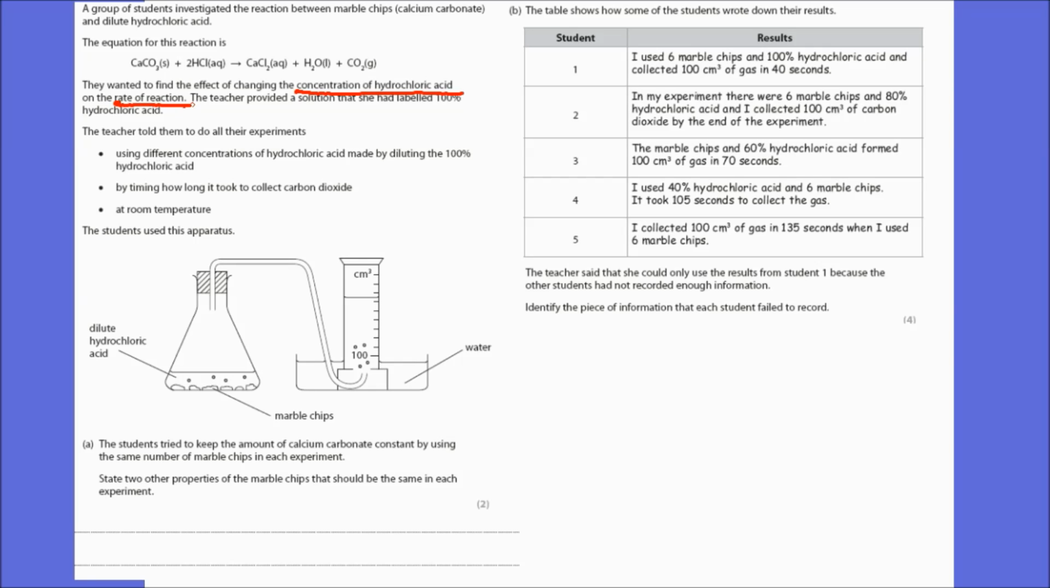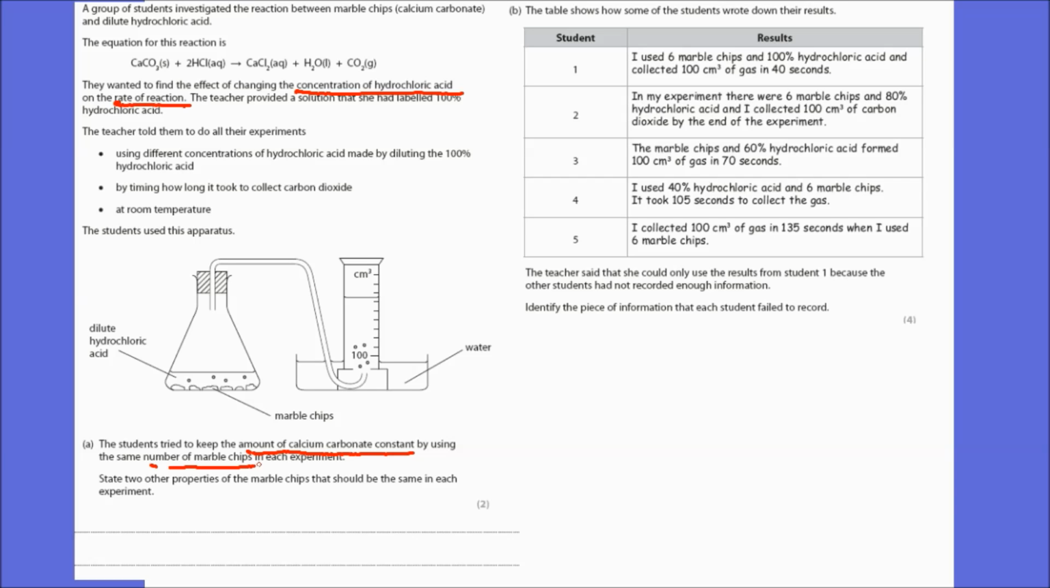Make sure in these questions that you read all the information carefully, and this is about how a student has designed an experiment and what you would do in designing. So this is about keeping certain variables constant. They've kept the amount of calcium carbonate constant by using the same number of marble chips. What other properties of the marble chip should be the same?